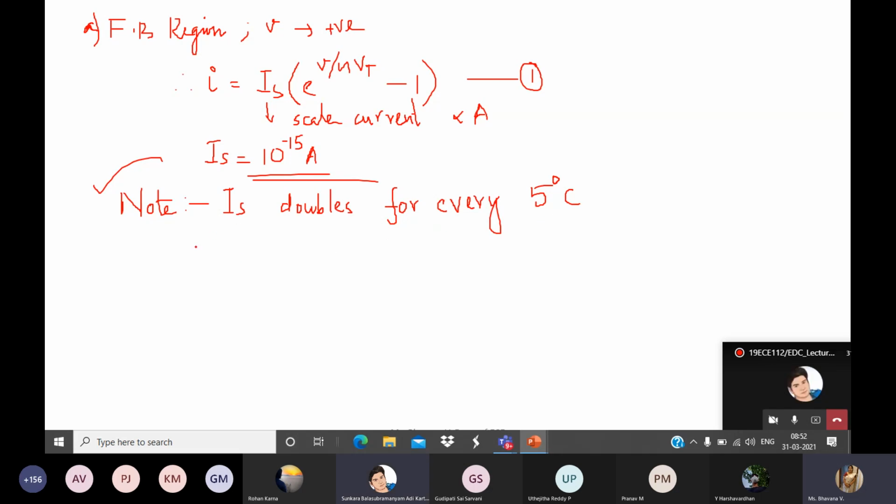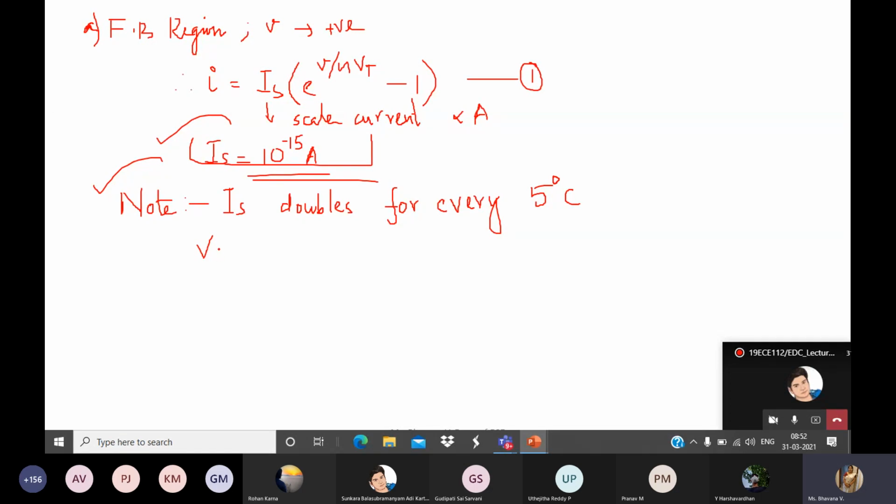Only small diodes will depend on temperature. Small diodes, only this one you have to note down. IS will be 10 power minus 15 amperes. Any diode is temperature dependent. Now we'll see the dependency on temperature.